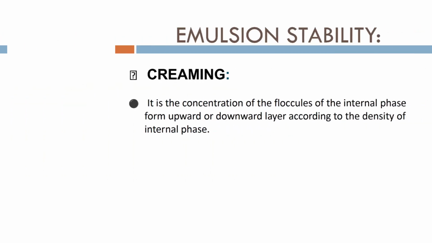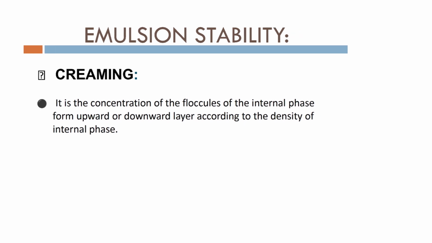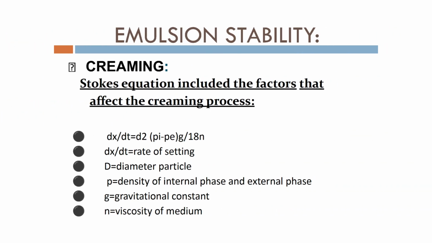Next is creaming. Creaming is the concentration of the floccules of the internal phase, forming either an upward or downward layer. This happens based on the density of the internal phase compared to the external phase. If the droplets are less dense, they cream upward. If they're more dense, they sediment downward. The creaming process is described mathematically by the Stokes equation.